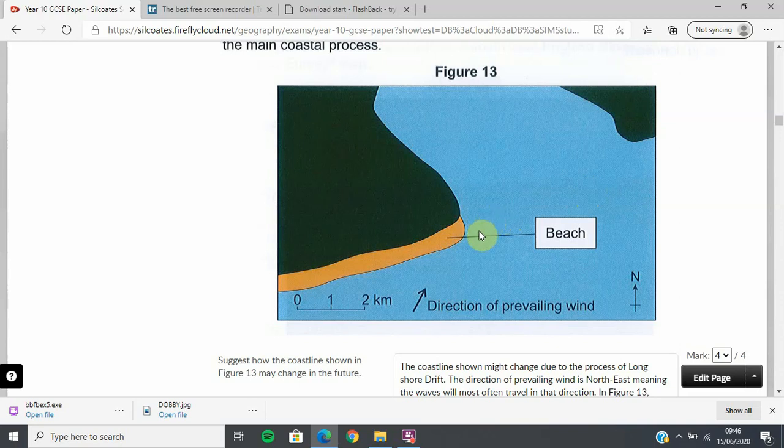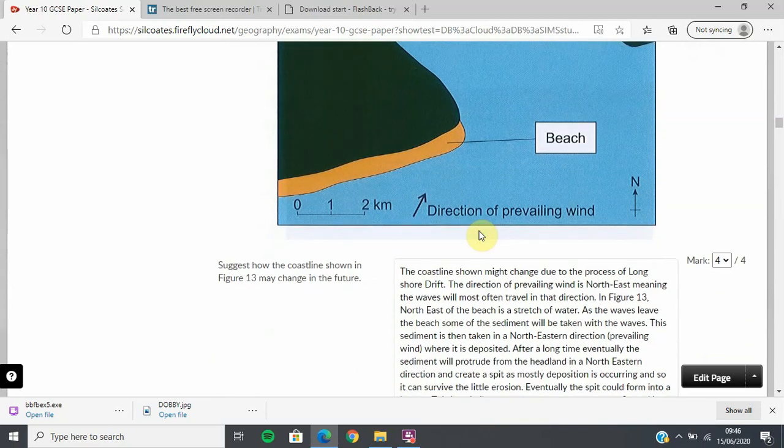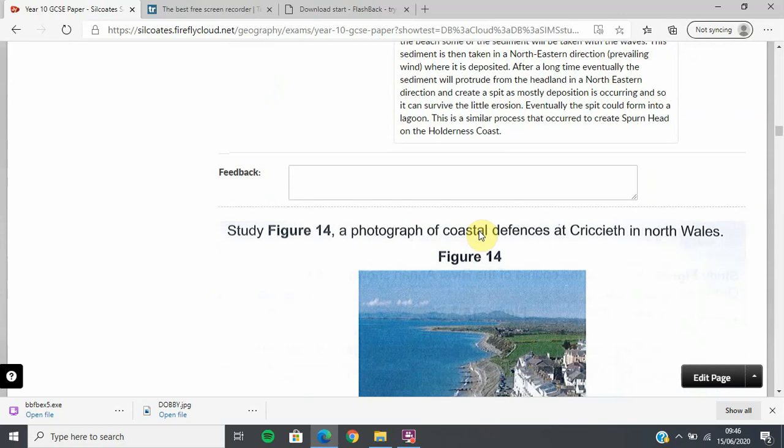So there's some of the things that could change. But you must remember when you're answering these questions, just use what you know, the core knowledge, the things that we've learned about. The formation of a spit. That's all it's asking you to do, is tell them about the formation of a spit. Okay, right. On to the next one then.